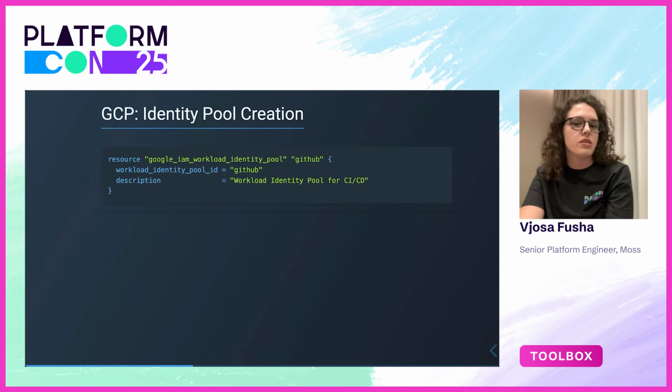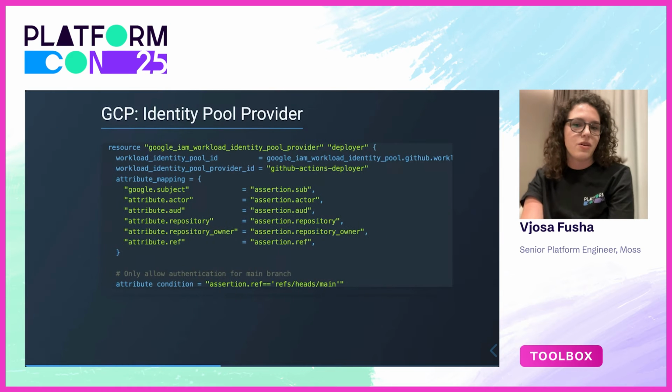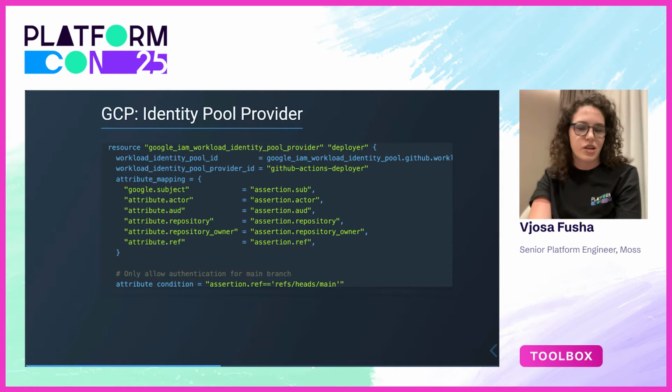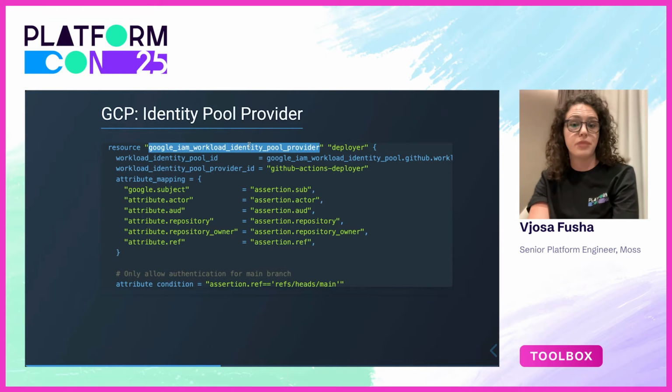So how do we create a pool? Simple as that. We use the IAM workload identity pool resource. We only need the name and the description. Then once that's applied on our Google Cloud Platform, we create an identity pool provider. This provider, as explained, is where we define how we are going to define this trust between GitHub and GCP.